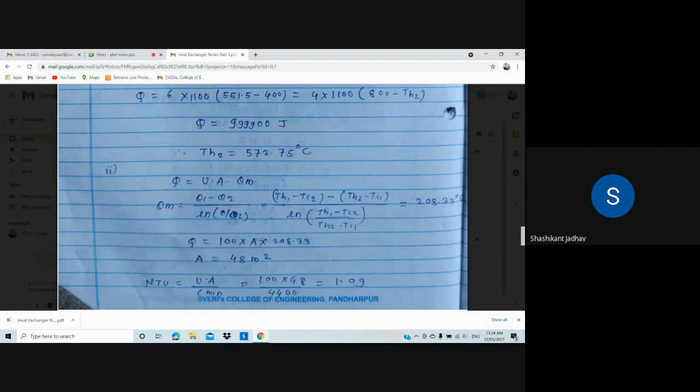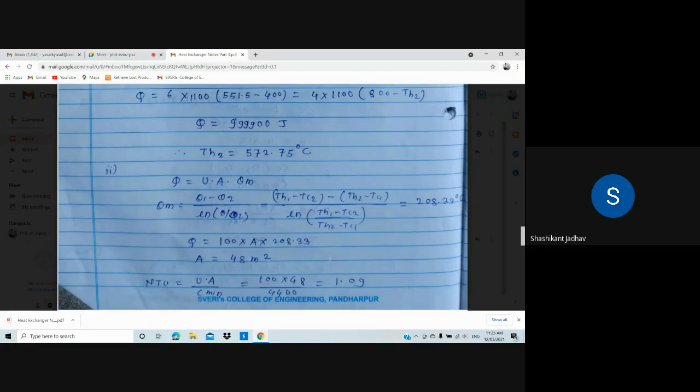By putting the values into this equation, we get the value of theta m, and we put that value of theta m into the equation Q is equal to U into A into theta m. U is given to us, that is 100. Theta m and Q we have calculated, so the only unknown quantity is A. After that we use the NTU equation, NTU is equal to U into A divided by C minimum, to calculate the value of NTU.